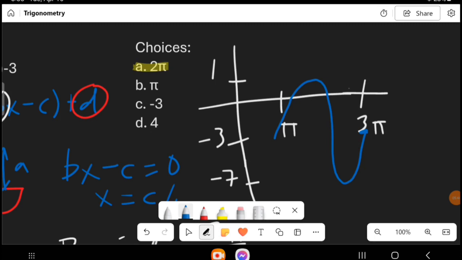So you don't need the graph. The question only asks for the period. I just showed the rough sketch of the graph.